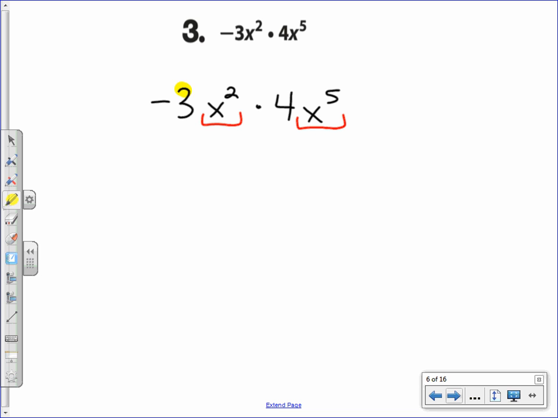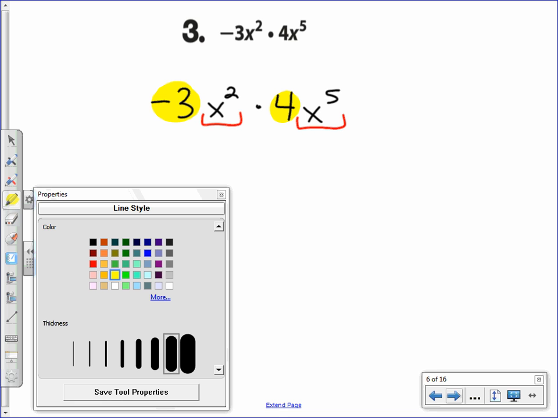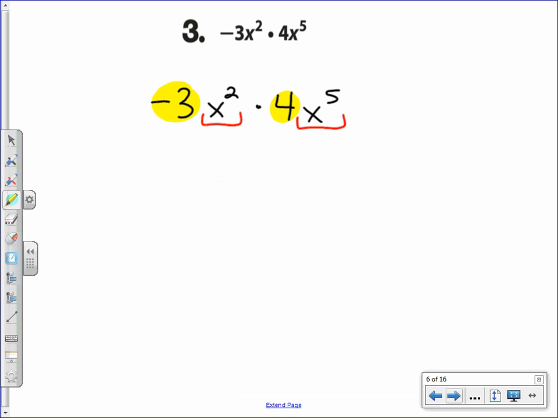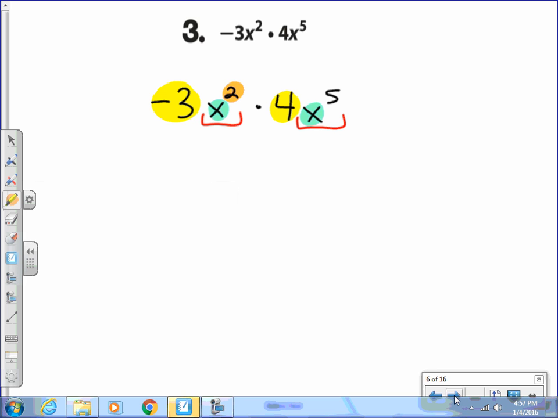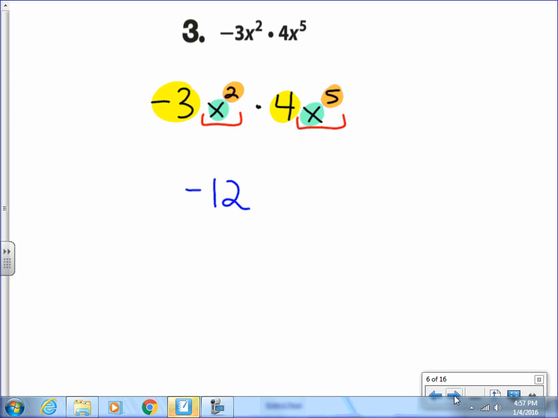I love to color code, so I'm going to go like this. I'm going to multiply my coefficients. You should know that word. I'm going to multiply my coefficients, and then I'm going to keep my base, and then I'm going to add my exponents. So I've got a couple different things going on here. My first step is negative 3 times 4. Well, a negative times a positive is a negative, and 3 times 4 is 12.